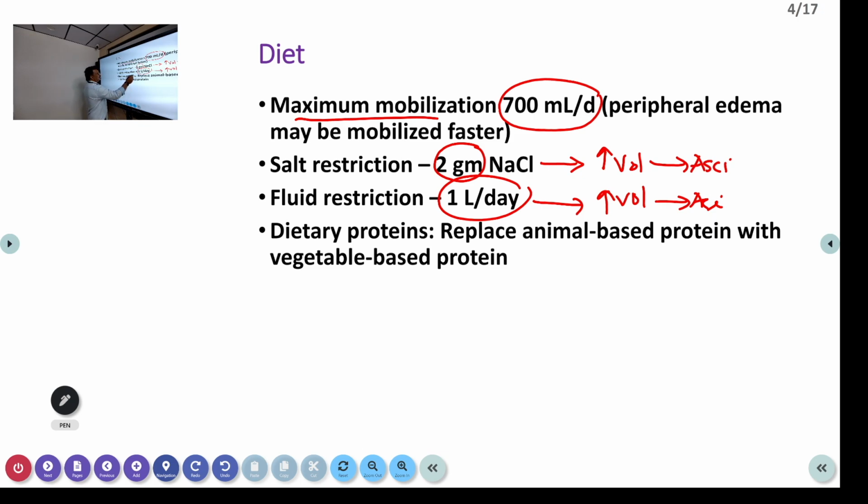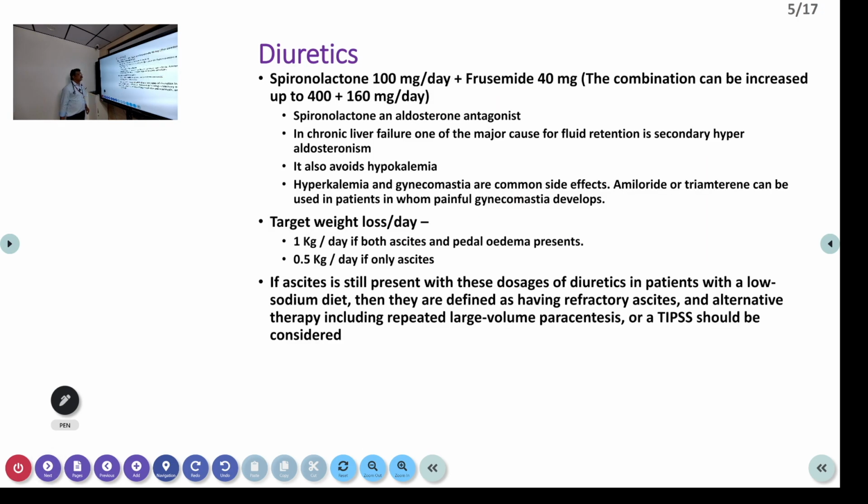Now dietary protein restriction is very important. Those who are having hepatic encephalopathy with chronic liver disease, animal based protein should be restricted. We can still give vegetable based protein if the patient is not having hepatic encephalopathy. In hepatic encephalopathy, we have to restrict both types of protein, and once the patient is stabilized from hepatic encephalopathy, you can start vegetable based protein.